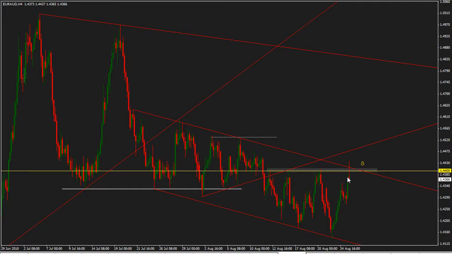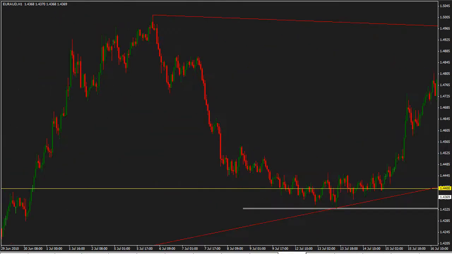Right now there's 2 hours left to the close of this bar, so it could close higher or it could close lower. What I'm going to do right now is scroll down to a, well, let me just say first of all, it looks like a very nice pin, but let me scroll down to the 1 hour.